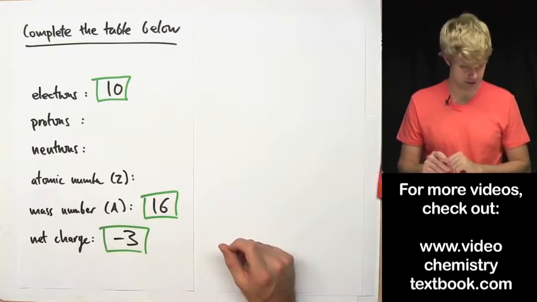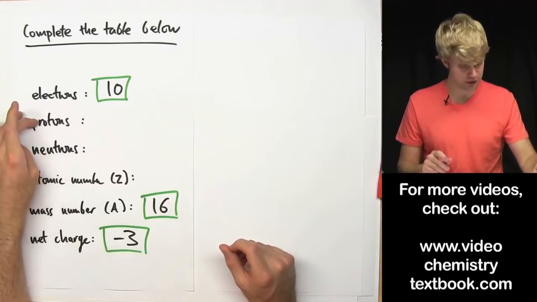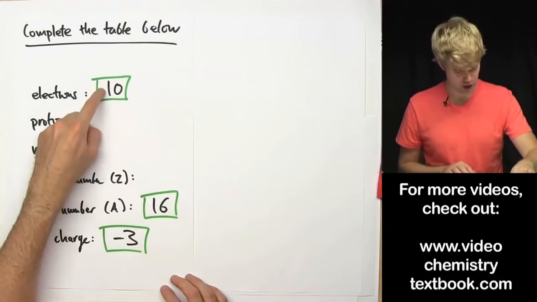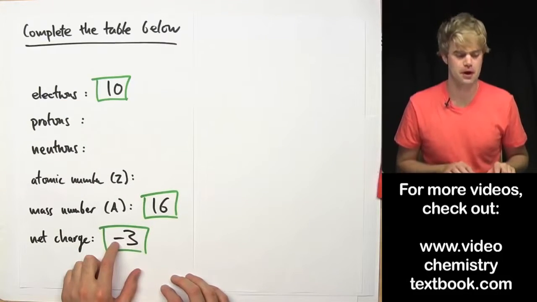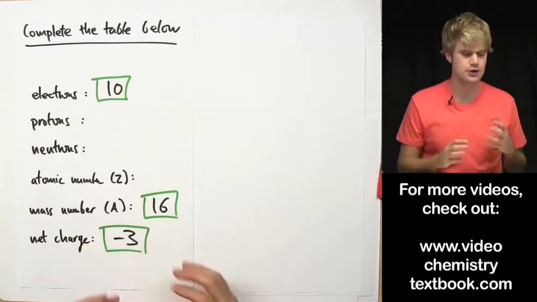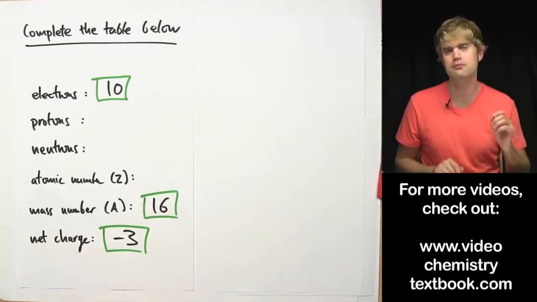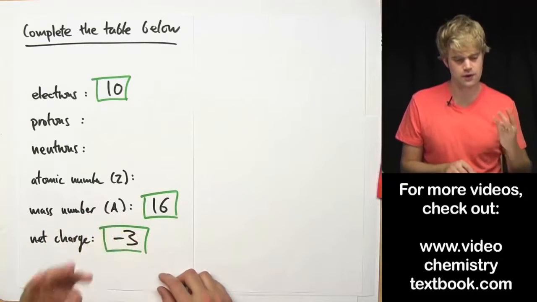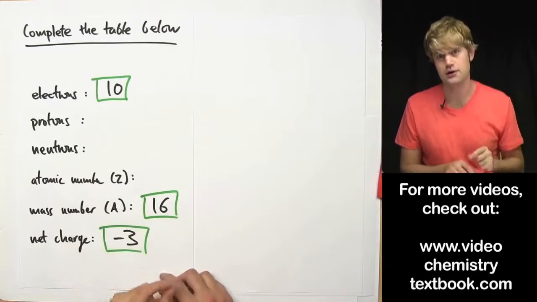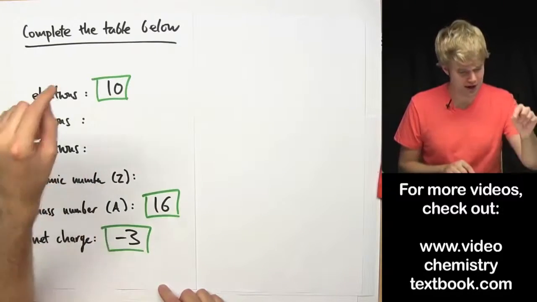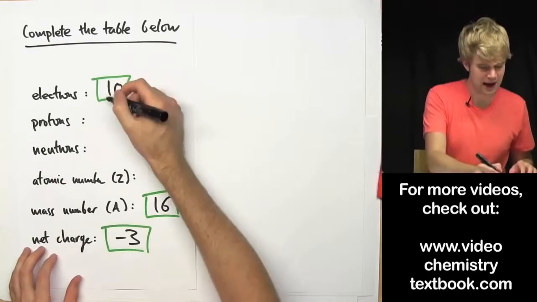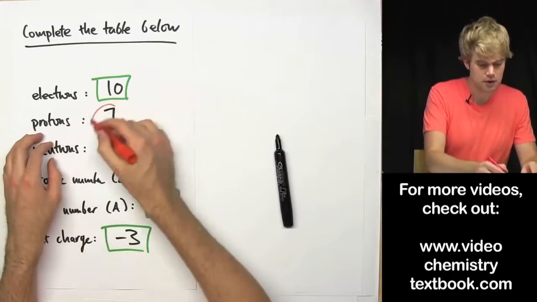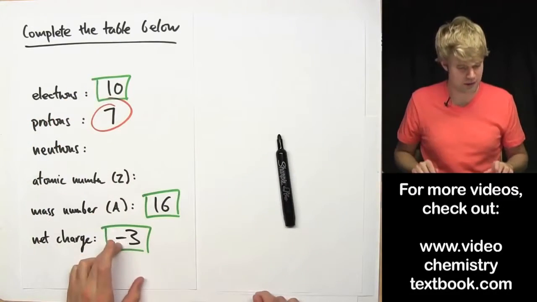Here's a table with various characteristics of a certain atom. We need to fill in the things that are empty. Okay, we don't know how many protons, we don't know how many neutrons. Where can we start? Okay, we know the electrons and we know the net charge. So based on the number of electrons and the net charge that this atom has, we can figure out how many protons there are. Since this is a net charge of minus 3, that means that there are 3 more electrons than protons, because electrons have a negative charge. So I have 10 electrons, that means that I'm going to have 7 protons. 3 more electrons will give me minus 3.